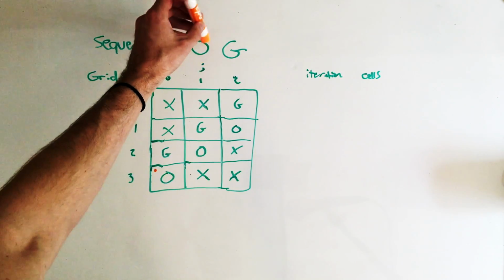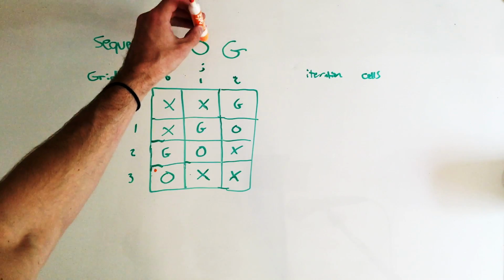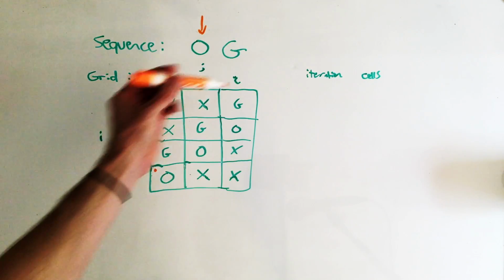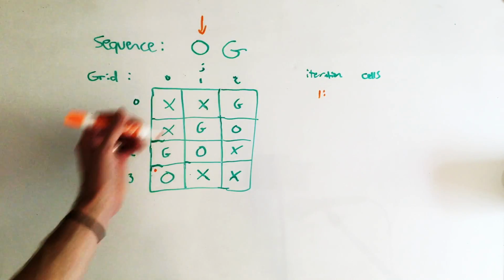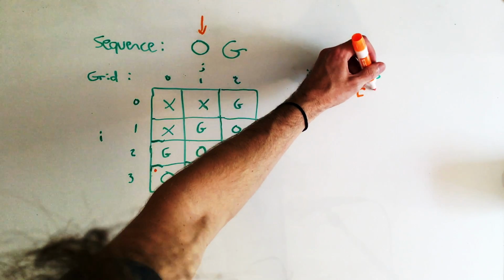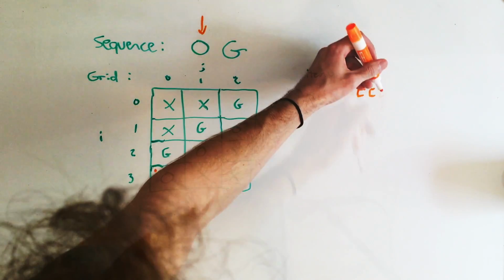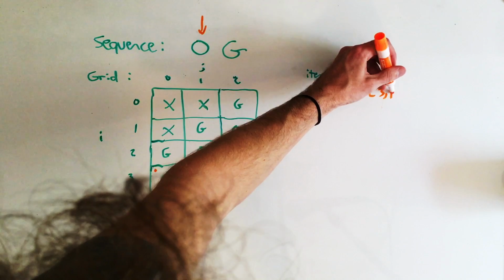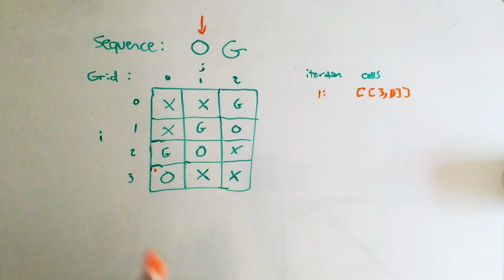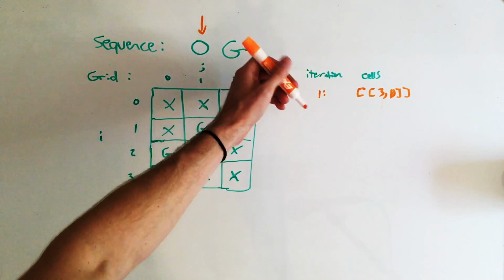So one more time, we initialize and start with the first element of our sequence. We go to the bottom row and find all the elements that match that sequence. And then we can go ahead and push that location, which is 3, 0, to some type of list or queue. So I'll go ahead and put a 3, 0 here for our cells or paths. And that's iteration 1.